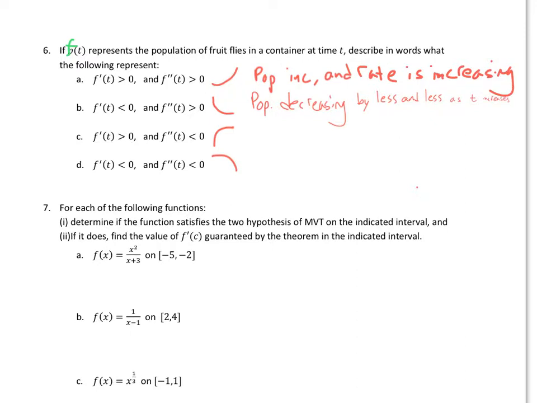All right. Okay. So now we have what's happening here. We're increasing, but we're not increasing as fast. So the population is increasing, but the amount of its increase, or the rate, is getting less, okay? By a smaller rate, okay?